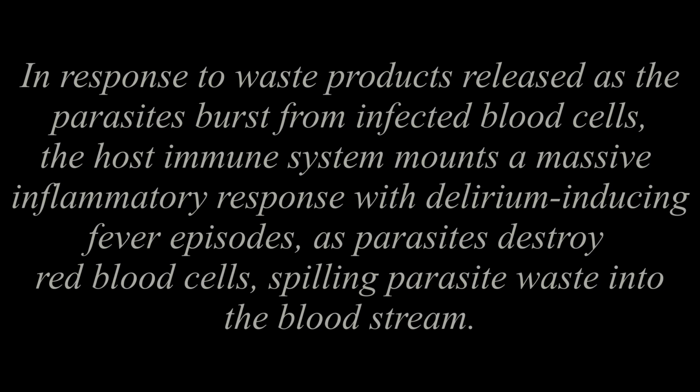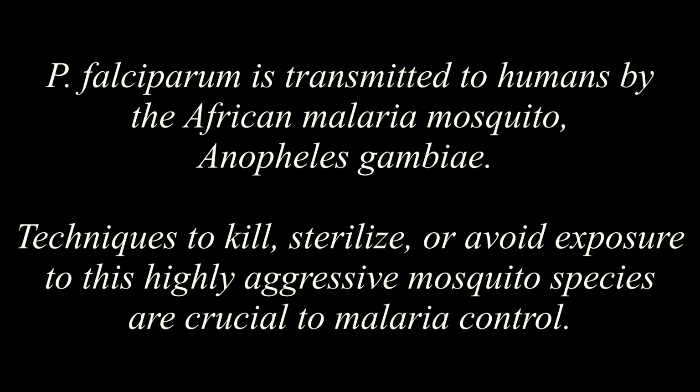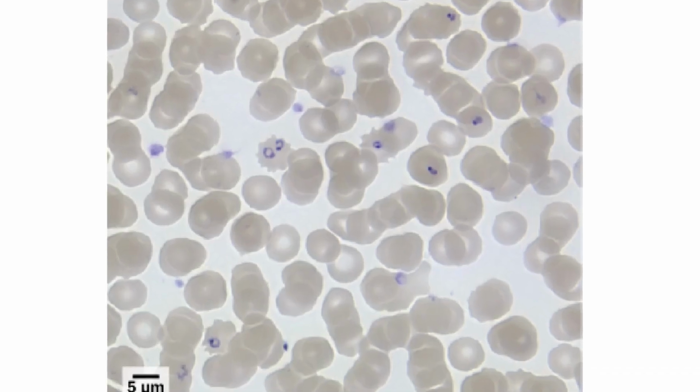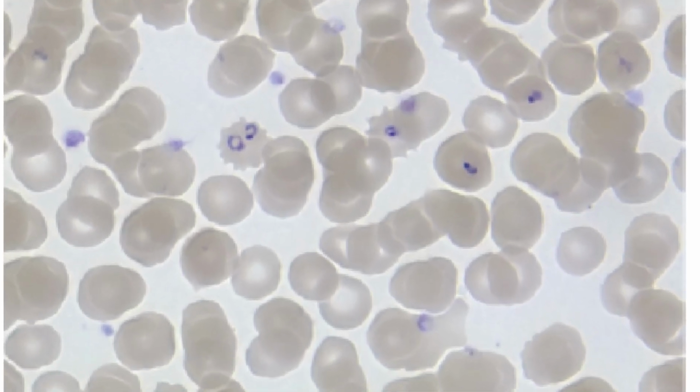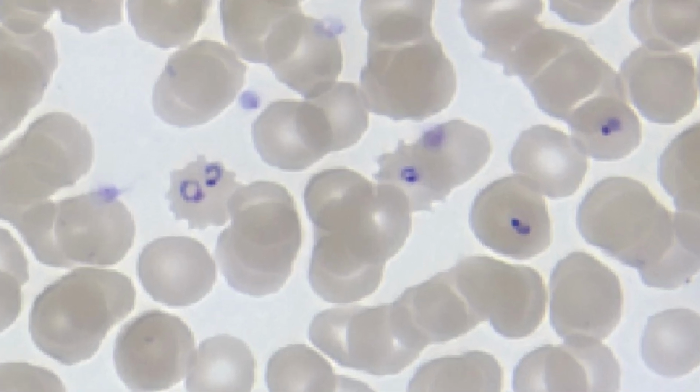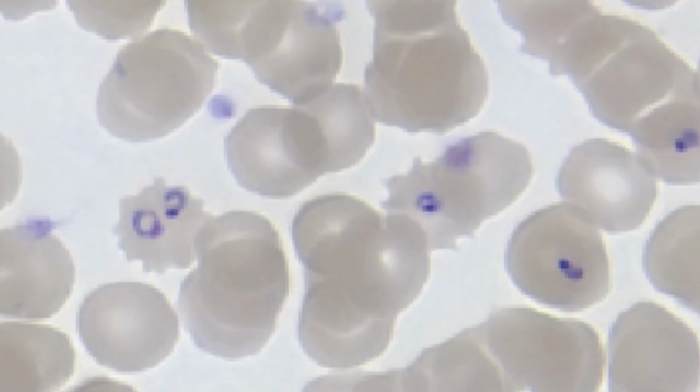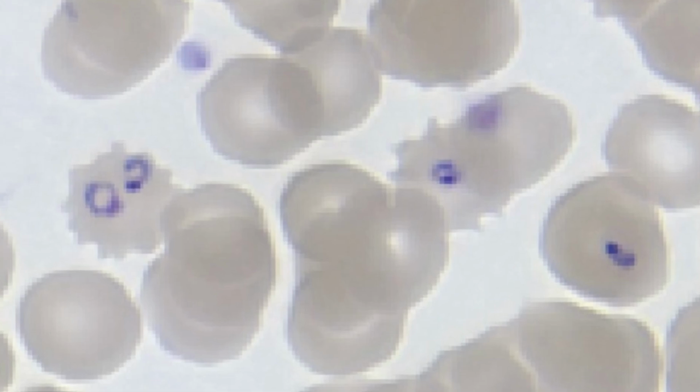Plasmodium falciparum is transmitted to humans by the African malaria mosquito, Anopheles gambiae. Techniques to kill, sterilize, or avoid exposure to this highly aggressive mosquito species are crucial to malaria control. Figure 13.16. This light micrograph shows a 100-times magnification of red blood cells infected with Plasmodium falciparum, seen as purple.